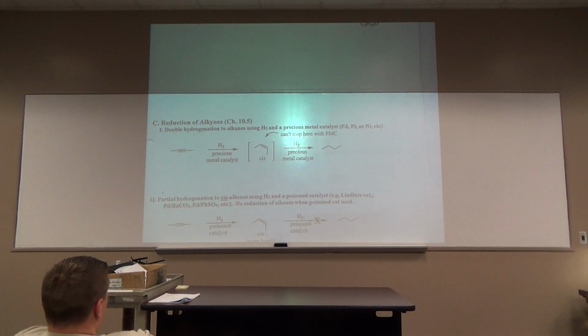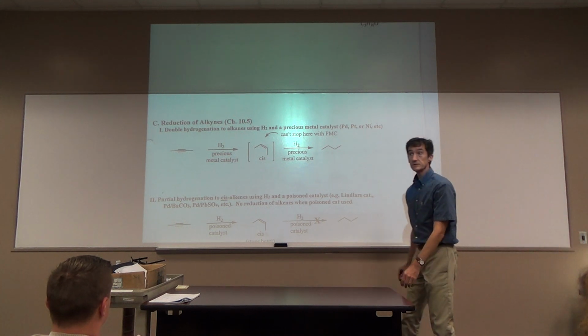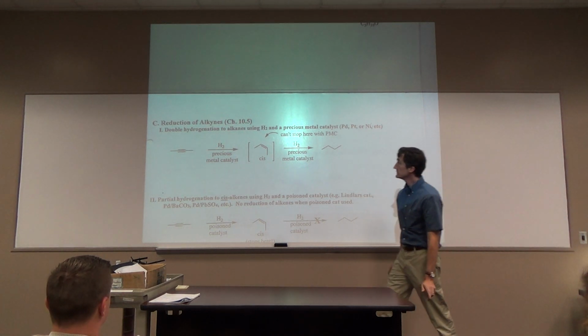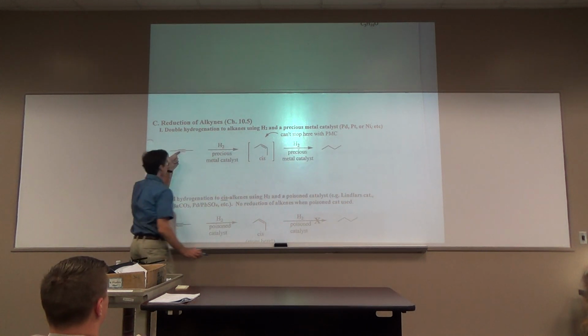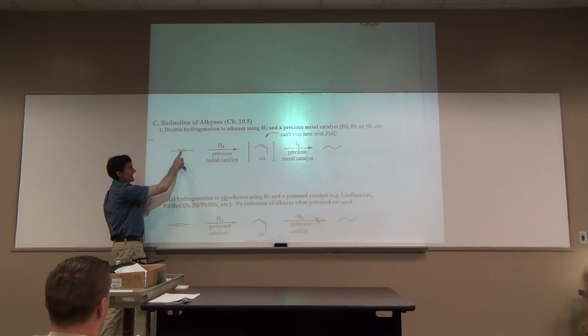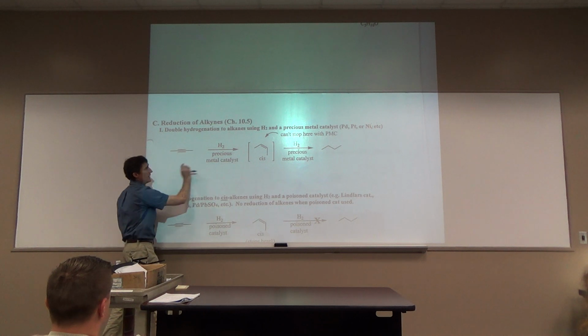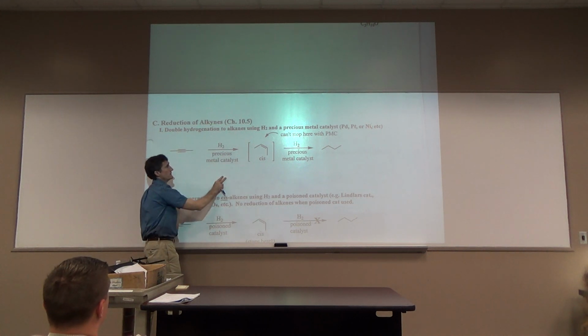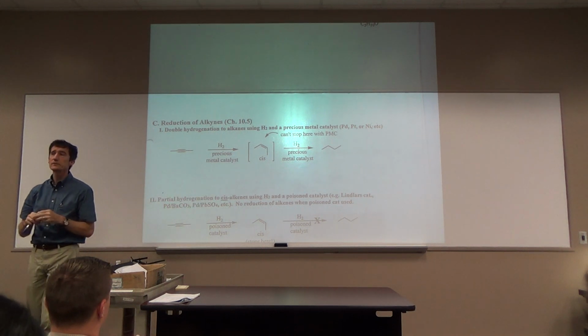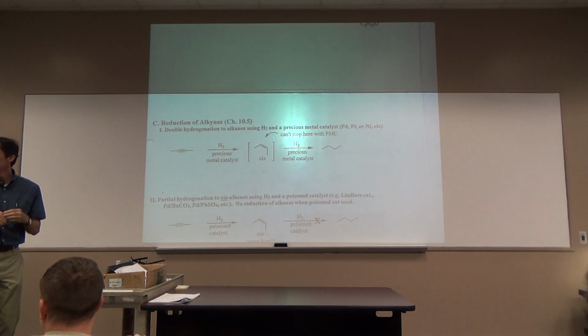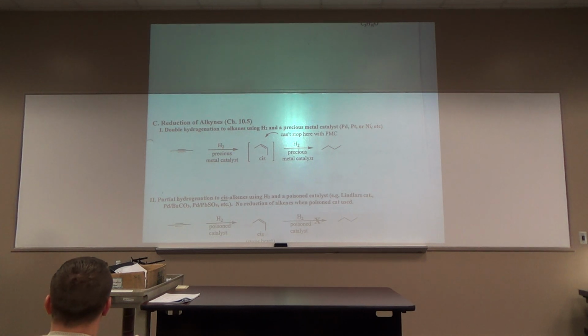Reduction of alkynes. Just like we reduced alkenes with hydrogen, we can also do that with alkynes. But we do have two pi bonds. You take an alkyne, an internal alkyne, hydrogen gas, precious metal catalyst. What's your favorite precious metal catalyst? Platinum? Okay. Platinum.